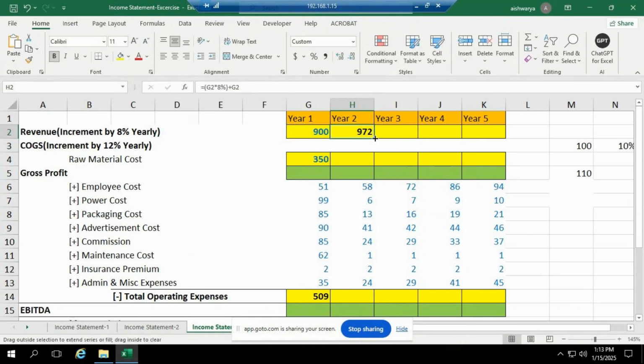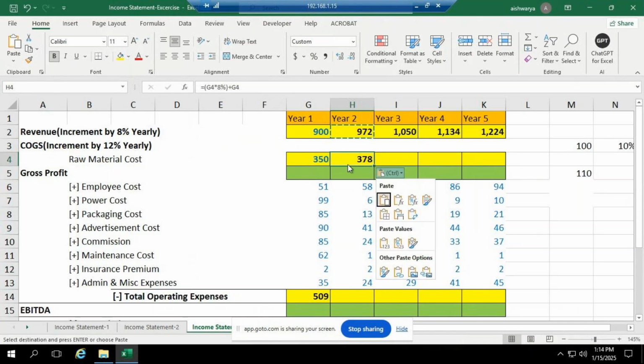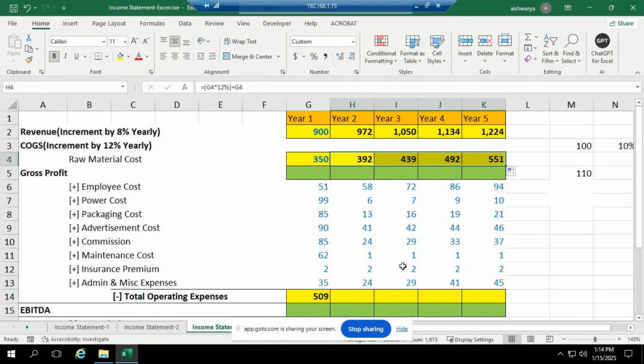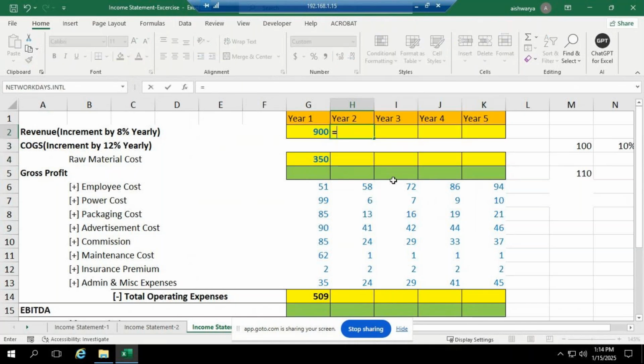Once you do it and drag it, it will automatically be displayed. The same thing, if you copy and paste it, the same formula will be pasted here, but according to the 8%. But if you delete this and put 12%, then it will be displayed here as 392 rupees, like that. Understood, no?